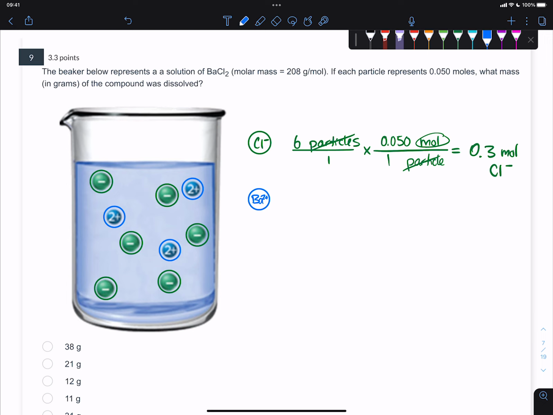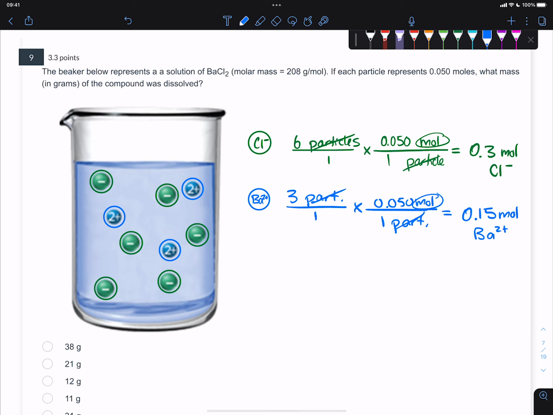Let's do that same logic for the barium ion. There are 3 particles of barium, and every one particle is 0.050 moles still. And we're going to simply get half of that, so it's going to be 0.15 moles of the barium 2 plus ion. Where particles cancel, we have moles.